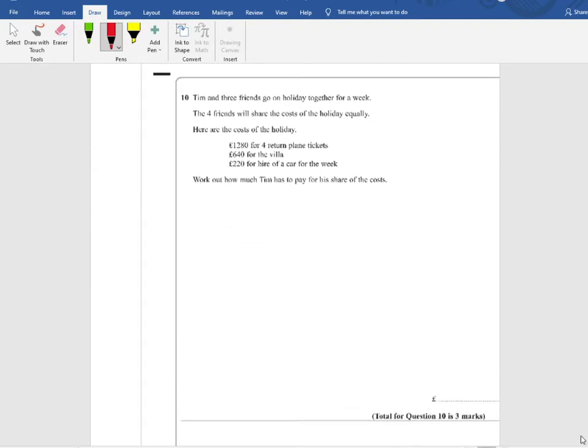Tim and 3 friends go on holiday together for a week. The 4 friends will share the cost of the holiday equally. Here are the costs of the holiday. £12.80 for tickets, £6.40, £2.20. So how much has Tim paid?